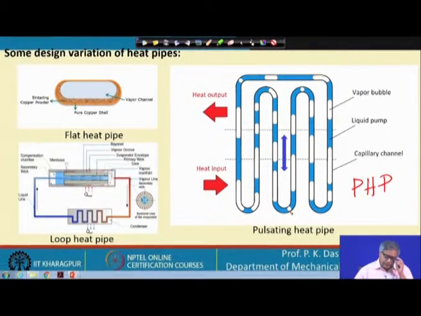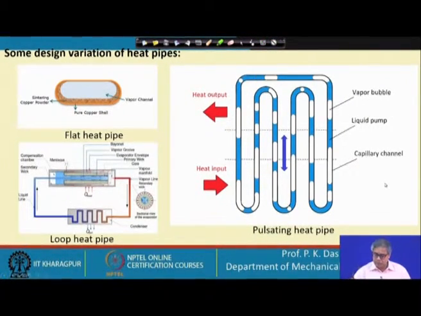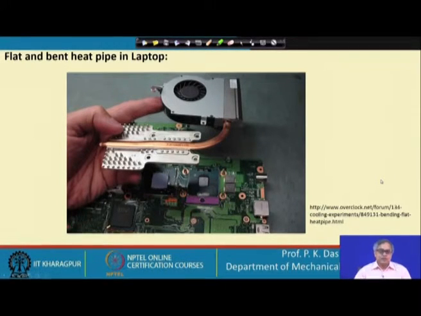Now, with this, let me go to the next slide. This is one slide where you see the use of a flat heat pipe. I have written this is a flat bent heat pipe in a laptop. If somebody has opened a laptop, probably one can see this kind of heat pipe. Let us take a little bit of time and explain the working principle.